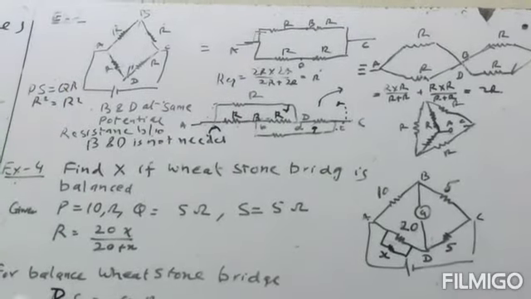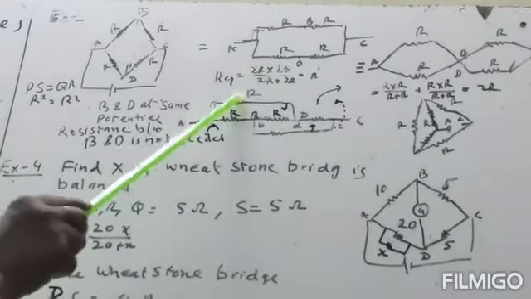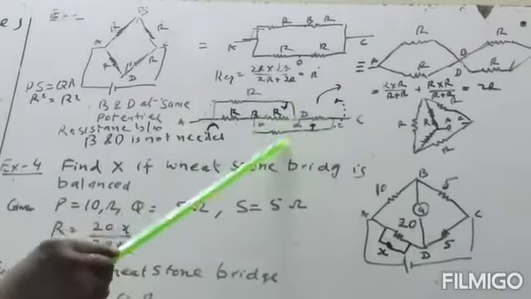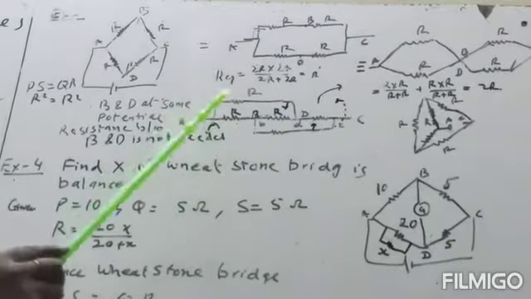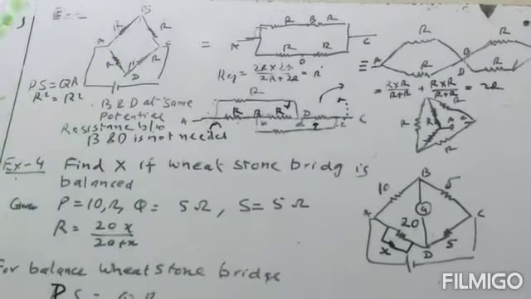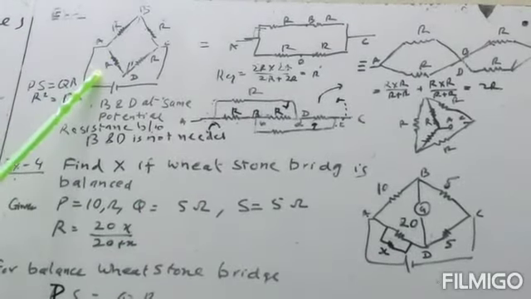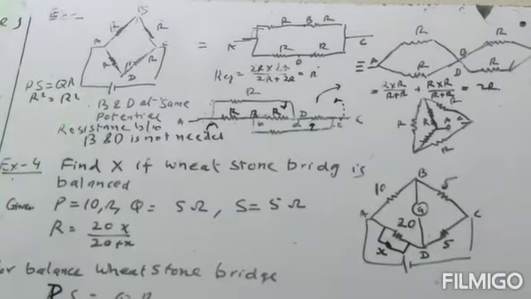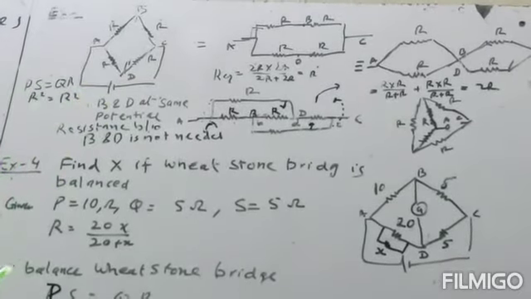So when you get the 5 resistances, 1, 2, 3, 4, 5 in this shape, this is just a representation of the Wheatstone bridge, which is a balanced Wheatstone bridge. So its resistance will be equal to R.